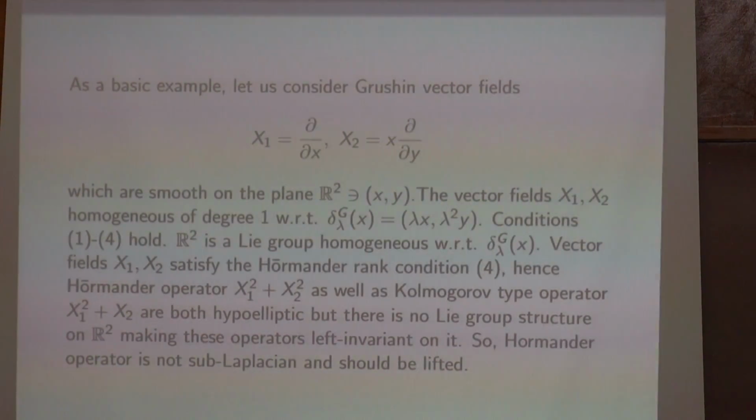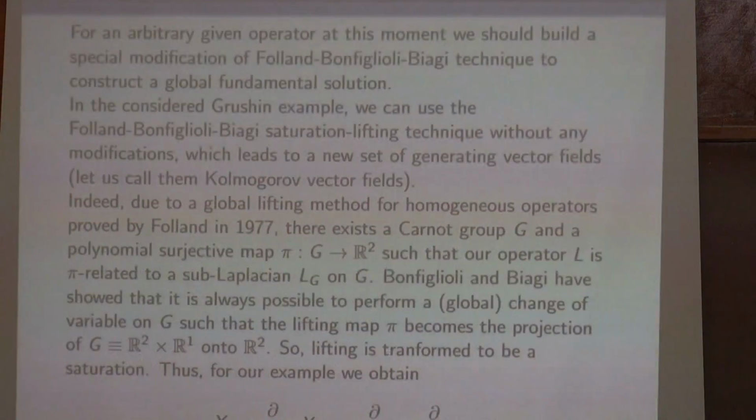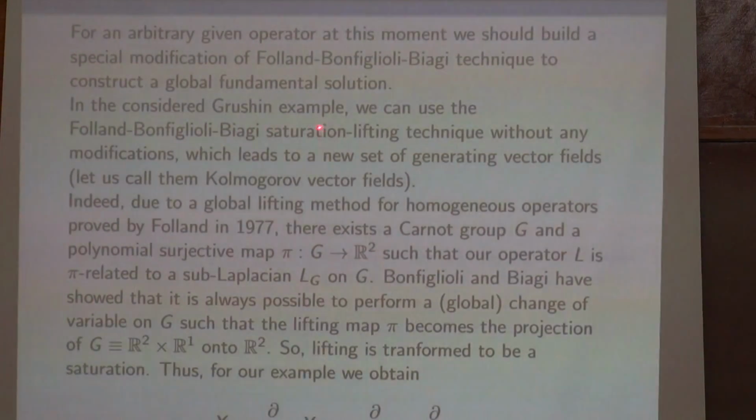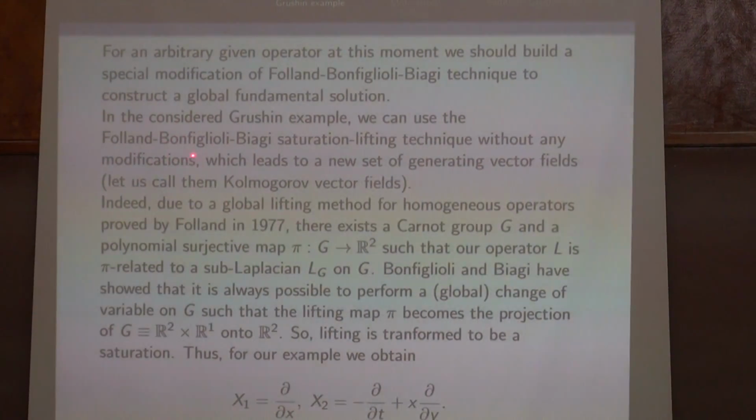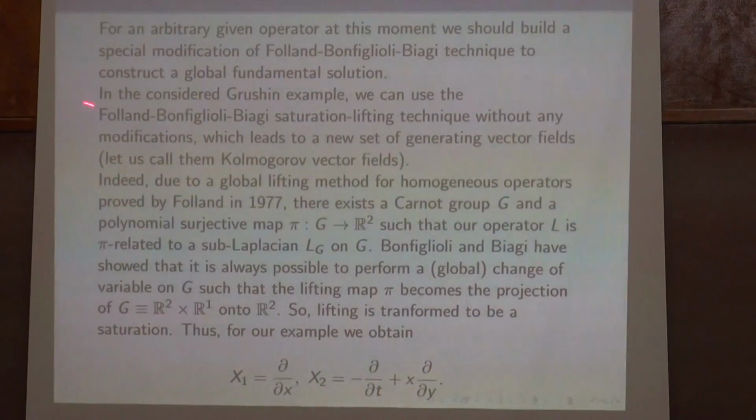So what should we do? For the Hörmander operator, the normal thing to do is to lift it. This was found by Rothschild and Stein, and then Folland developed it for such kinds of operators. And we have decided to lift also this Kolmogorov type operator to find what we wanted. So this is what I have told, and in the considered Grushin example, we can use directly the technique which was developed in the paper of Bonfiglioli and Bianchi, based on Folland's research.